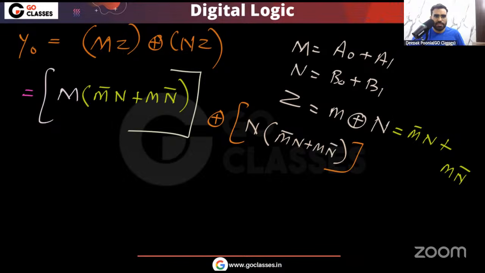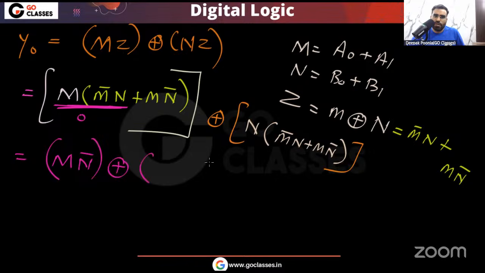Correct. Now let's see. Here you can see you just apply the distributive property. So this will become 0. Okay, this will become 0. So basically we will get here mn bar. This is what we will get XOR. And here you can see that this n with mn bar will be 0. So what we will get is m bar n. This is what you got. Okay.